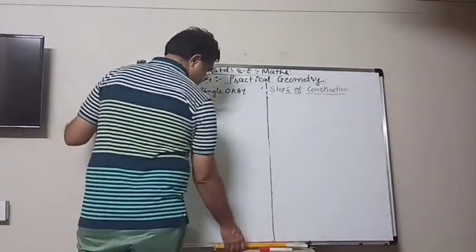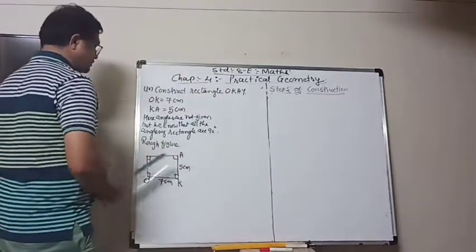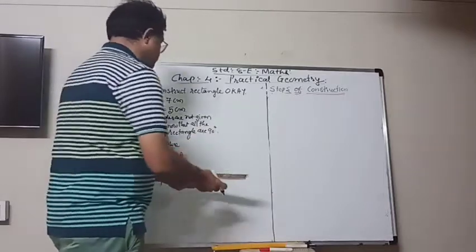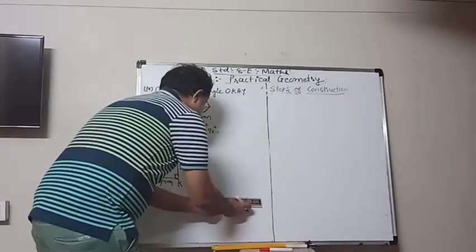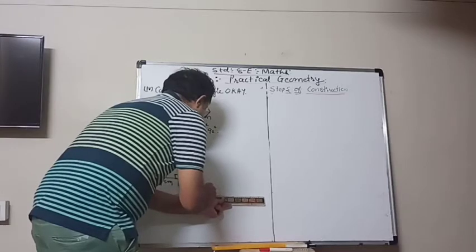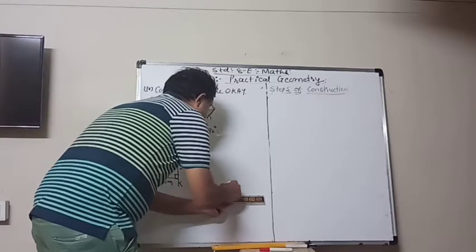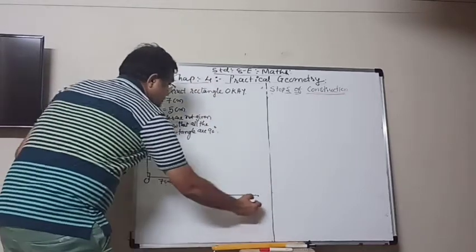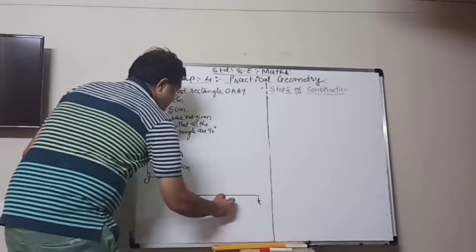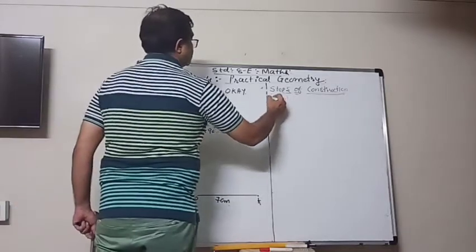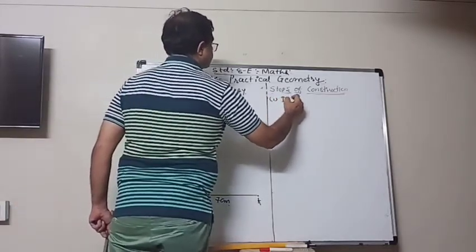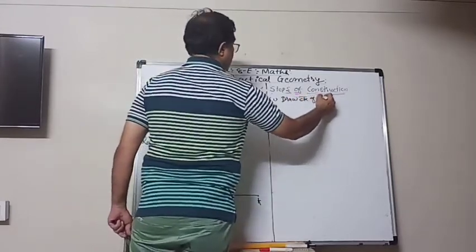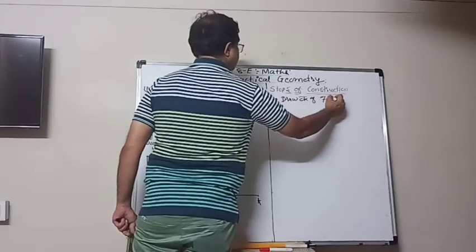So first of all, I will draw line segment OK of 7 centimeter. So OK is 7 centimeter. So first step, draw line segment OK of 7 centimeter.